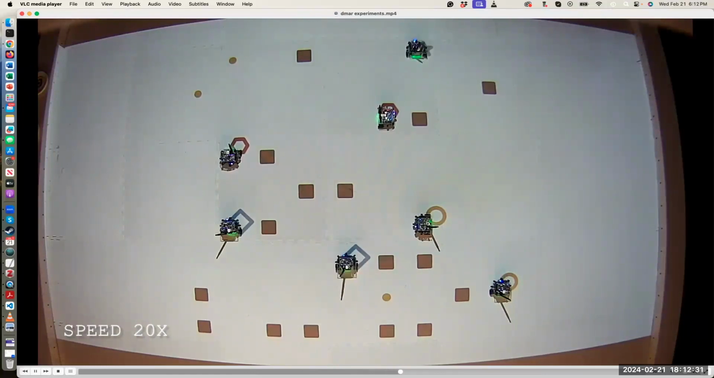So let me pause it. Yeah, so here's a cluster here. These guys have this little circle associated with them. Here's another one here. And this is another one here, and this guy's by himself. The shapes indicate the cluster membership.